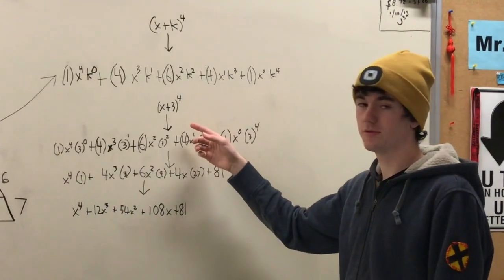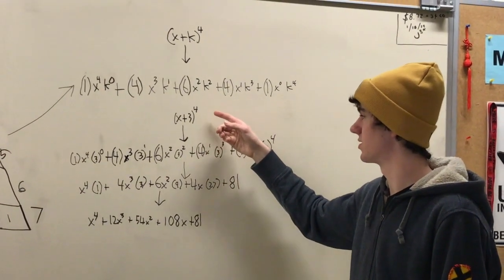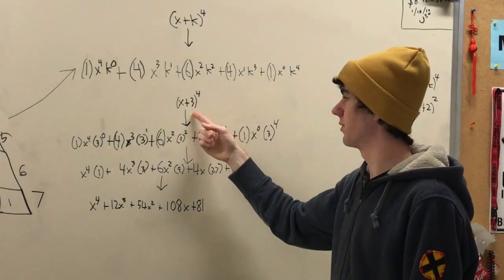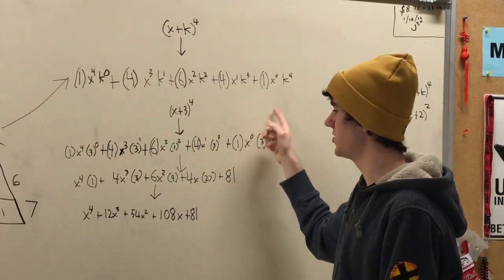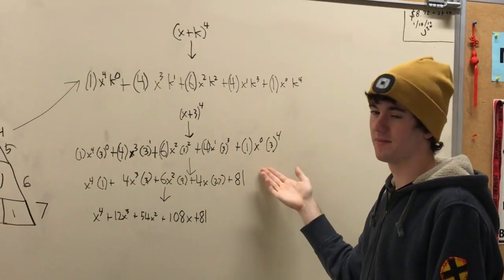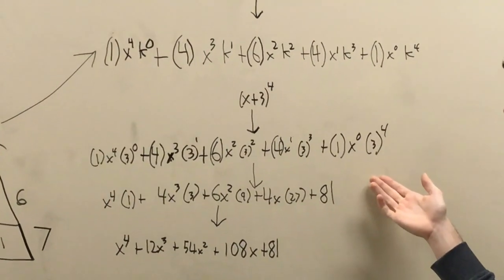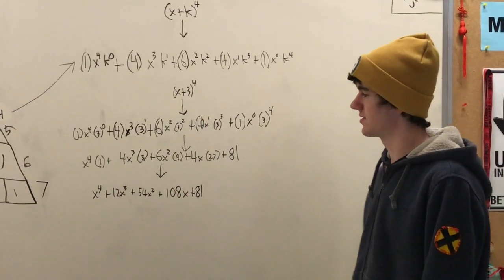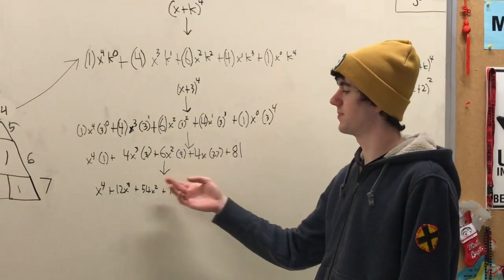For our equation, we'll be using (x + 3) to the 4th power. So, what we will do is plug our k value, 3, into the k's of this equation, as viewed here. Our next step is to multiply out the coefficients and simplify for k.